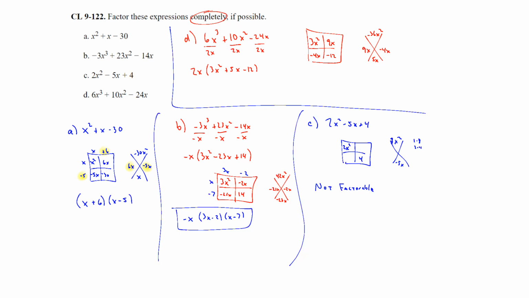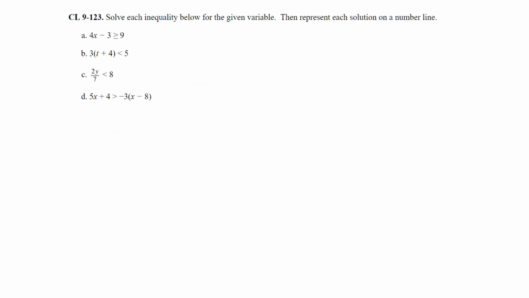And then the side lengths, this would have to be a 3x, and this would be an x, and then plus 3 here, and it looks like minus 4 there, which will also give us the negative 12. So our final factored form is 2x times 3x minus 4 times x plus 3. So B and D both had a greatest common factor that you had to make sure you factored out if you were going to be able to factor completely.